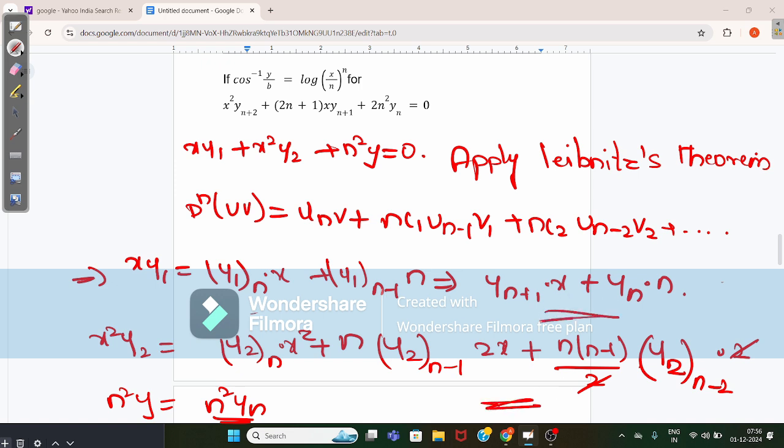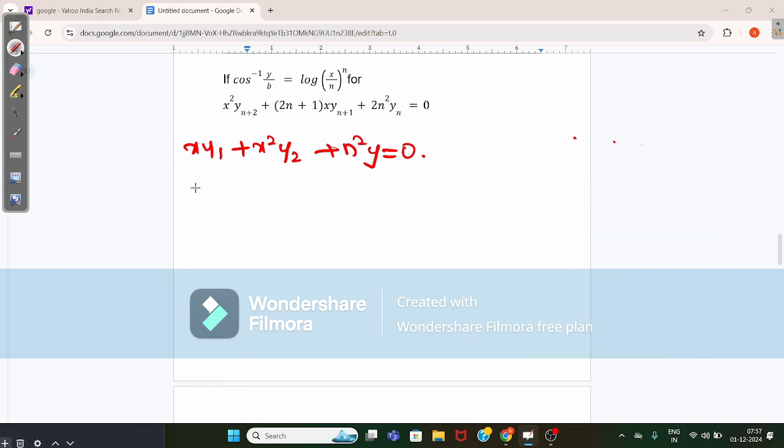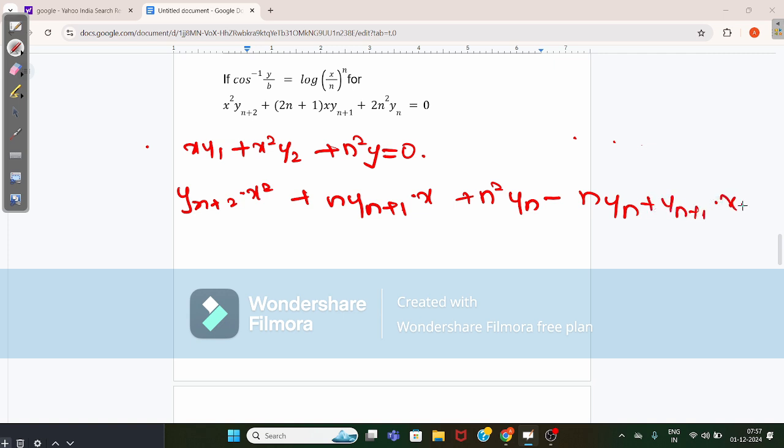Add equations 1, 2 and 3, and you will get y_{n+2} into x square plus n into y_{n+1} into x plus n square into y_n minus n into y_n plus y_{n+1} into x plus n into y_n plus n square y_n equals 0. Here plus n y_n minus n y_n cancel out.